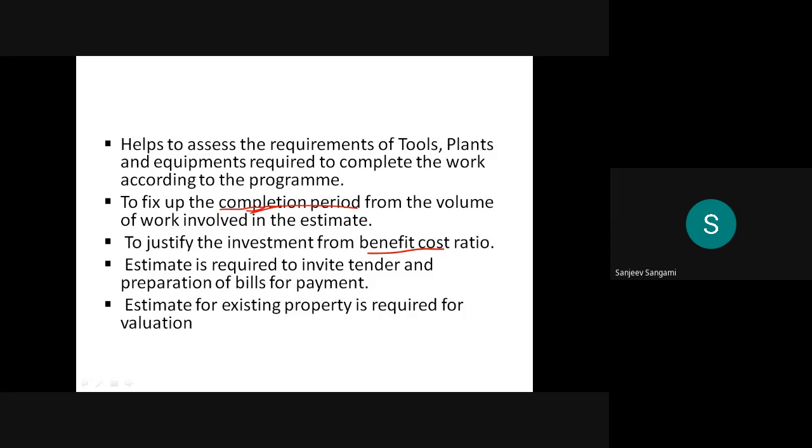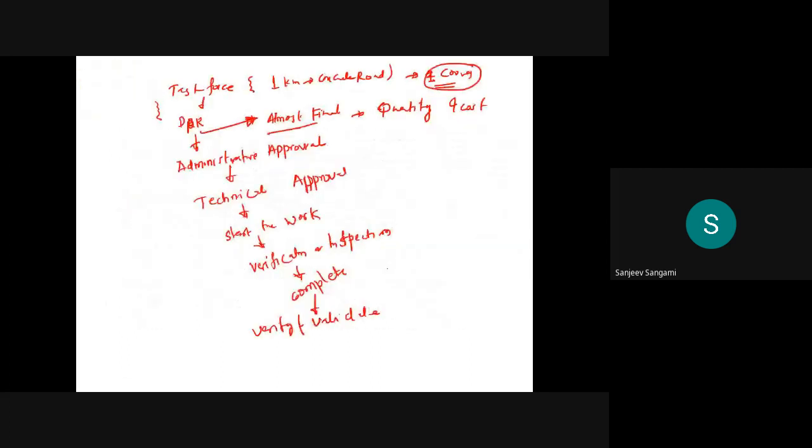Then the estimate is required to invite tenders and prepare the bills for the payment. Here, during the stages, normally after administrative approval and technical approval, they will start the tendering process. Normally we now have online tenders. So once administrative approval and technical approval are done, they will go for the tendering process. Then it has to be allotted to one contractor, and he has to start the work. Like that, it will be there.